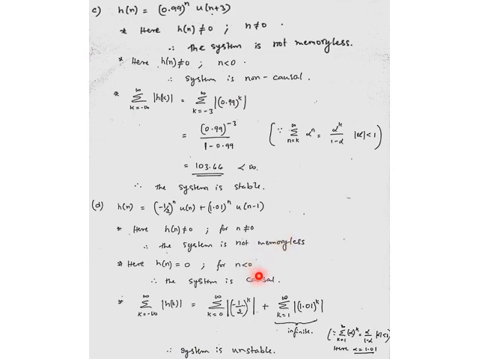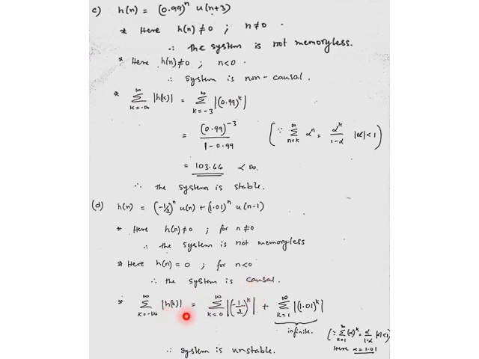Now if you consider n less than 0, here the value exists from 0 to infinity, and here the value exists from 1 to infinity. So we can say if n is less than 0, we will have h of n equal to 0. Hence the system is causal.